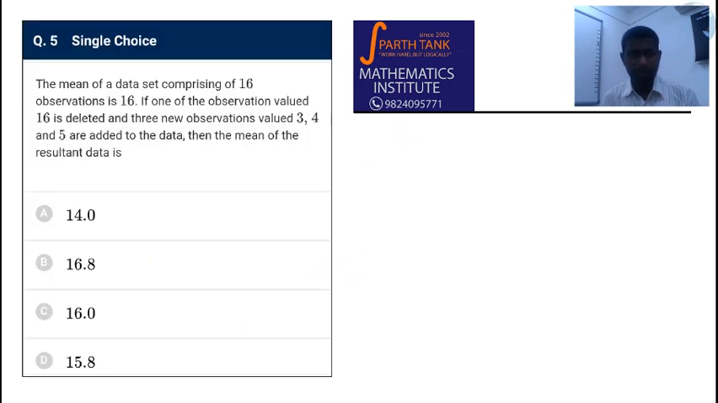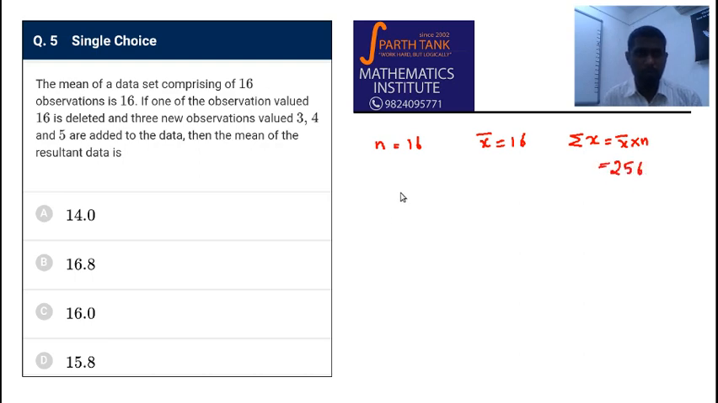Moving on to question number 5. A simple problem based on statistics. The mean of a data set comprising of 16 observations is 16. So there are 16 observations and the mean is 16. Therefore, the summation of the x values is x bar into n, right? So that would be 256.